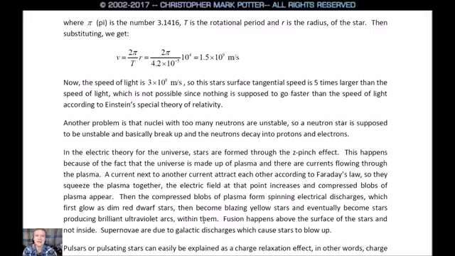meters per second. Now the speed of light is 3 times 10 to the 8th meters per second. So this star's surface tangential speed is 5 times larger than the speed of light, which is not possible since nothing is supposed to go faster than the speed of light, according to Einstein's special theory of relativity.